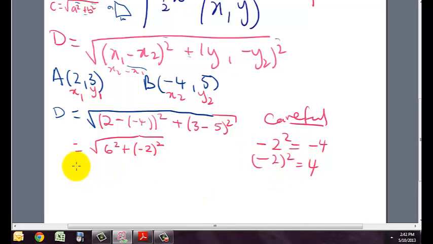Alrighty. So that simplifies to 36, which is 6 squared, plus 2 squared, I just told you, is 4. 36 plus 4 is square root of 40. Make sense?